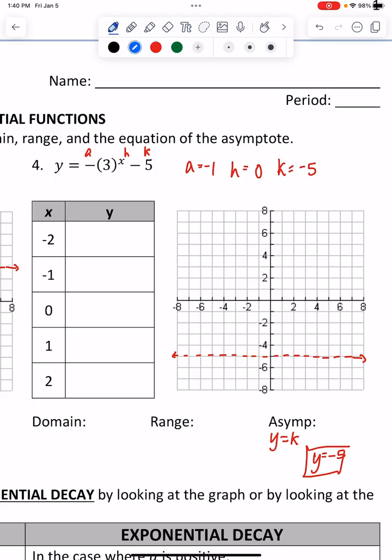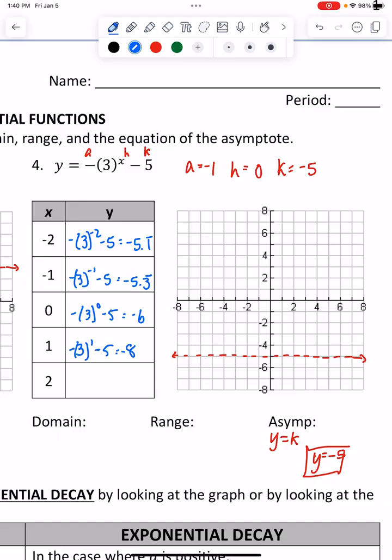And then we need to find our points. So we plug in these x values. So 3 to the -2 minus 5. Use that calculator again. That's going to give us -5.1 repeating. If we plug in -1, that's going to give us -5.3 repeating. Plug in 0. That's going to give us -6. We plug in 1. That's going to give us -8.